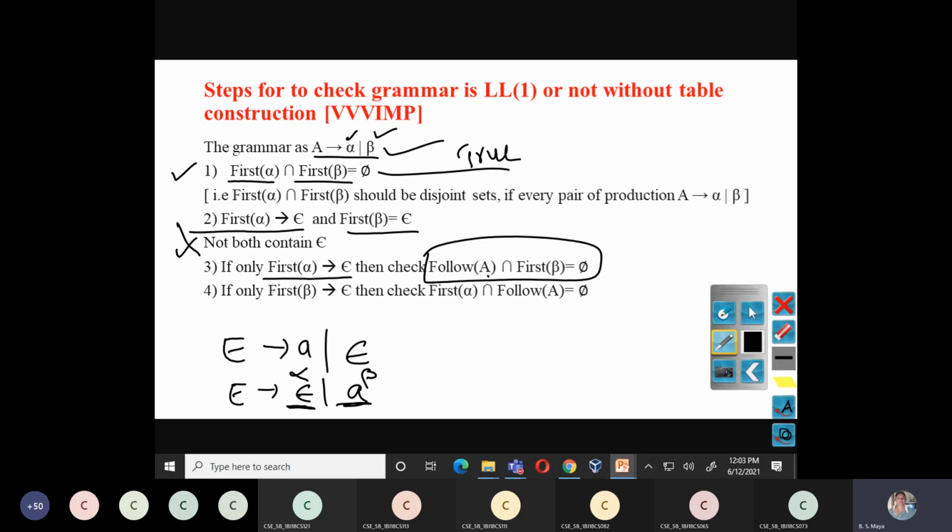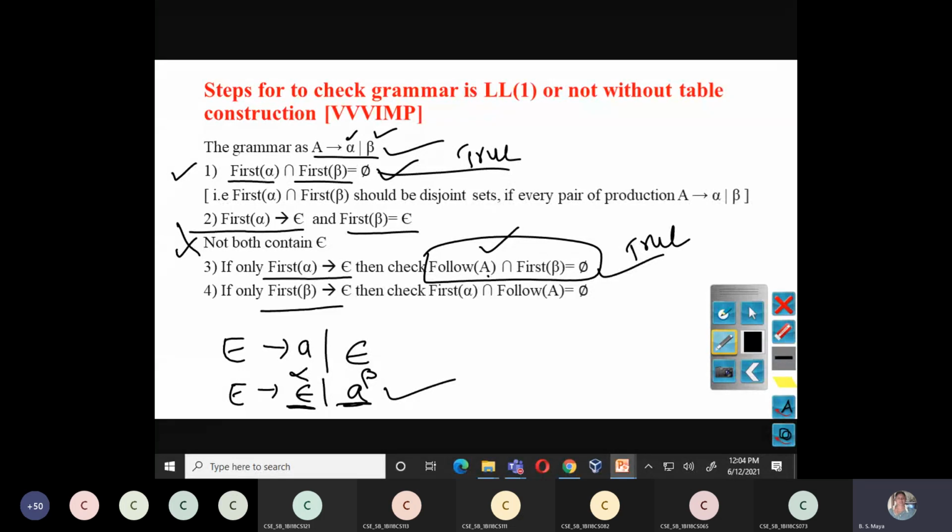This is normally beta. See how the rule is changed. The general rule is this: there is no epsilon condition for any alternatives. If alpha has alternatives, you take first of alpha and first of beta, and the intersection is equal to none. There is no common symbol, then you can say it is true. Go to the next one.